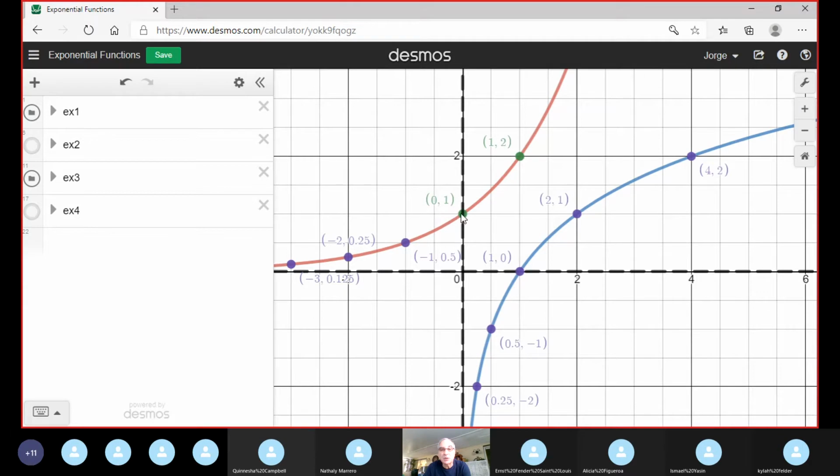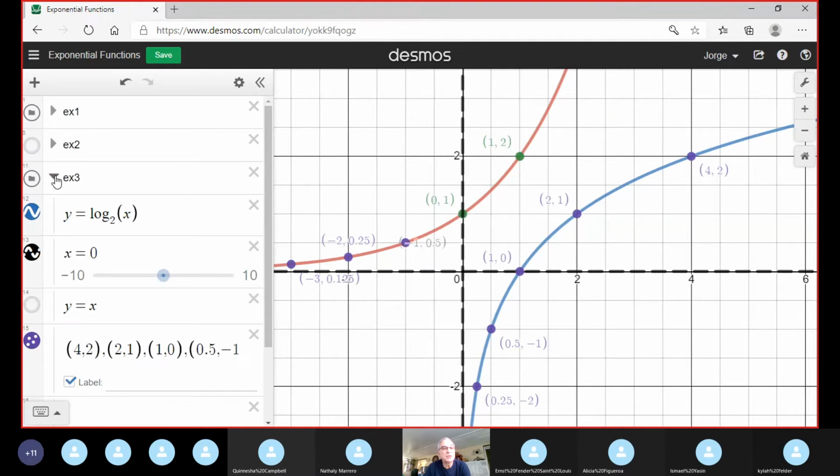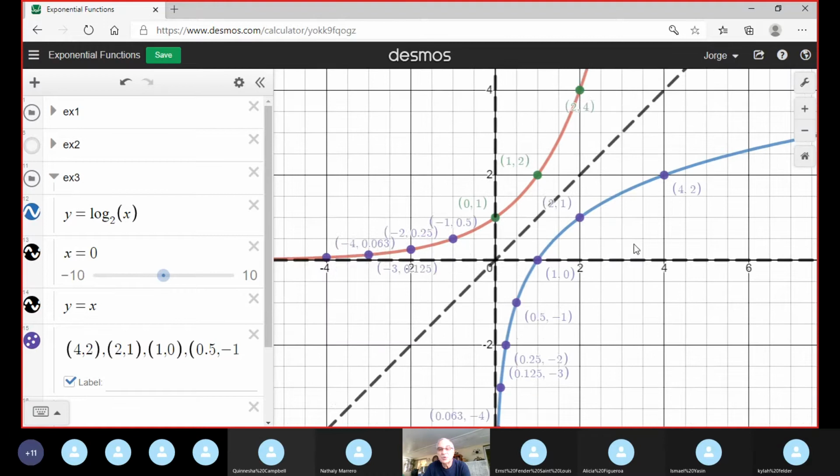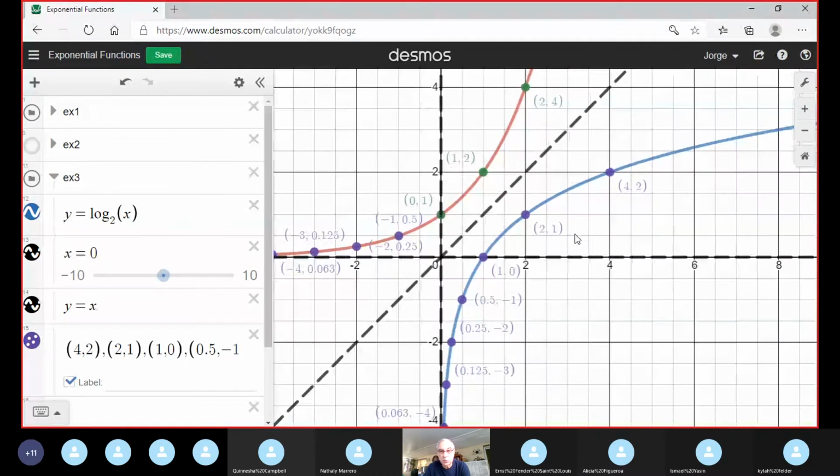This point is (0,1), the universal point in the exponential. The universal point in the logarithm is (1,0). Remember, this is like an image, a reflection with the line y equals x, the identity function. Likewise, for example, the point (1,2) corresponds to (2,1) in the logarithm. So the logarithmic function is the blue curve.